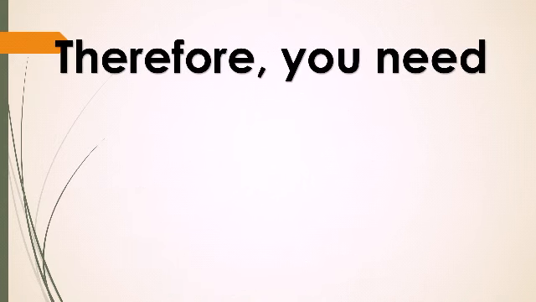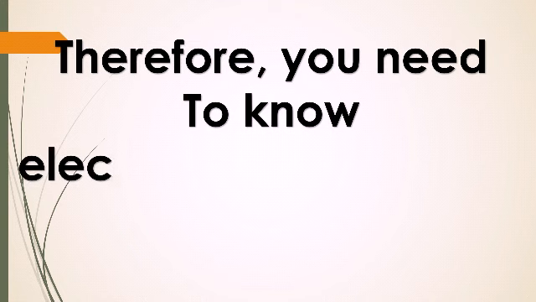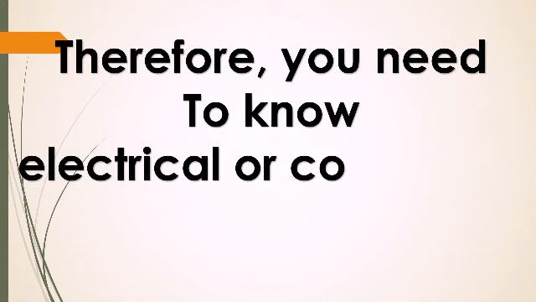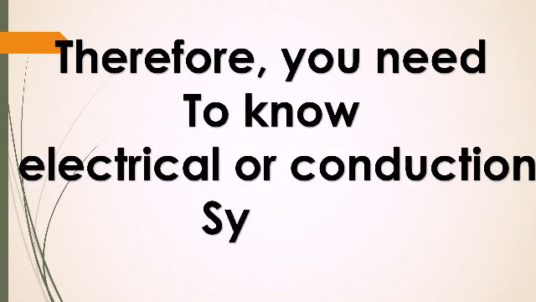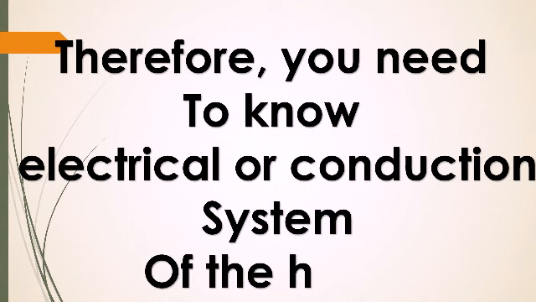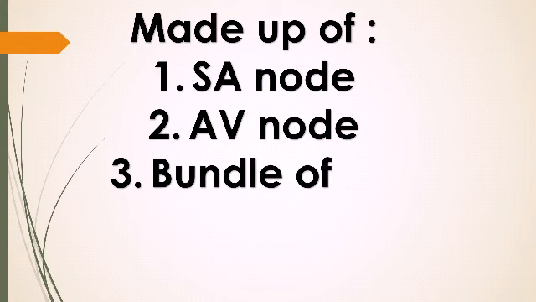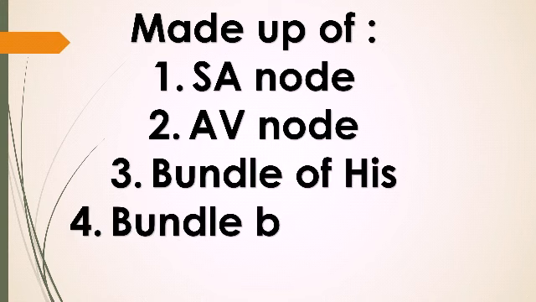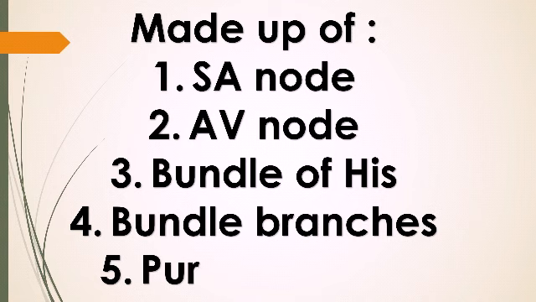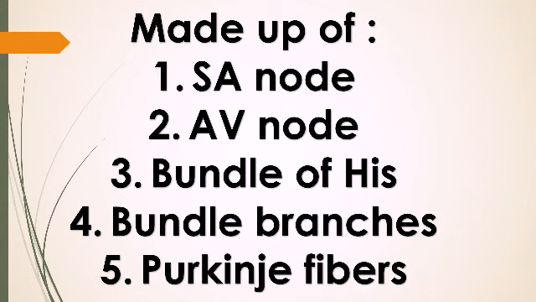So guys, therefore, you need to know the conduction or electrical system of the heart before we see ECG recording. This electrical activity of the heart is made up of SA node, you remember AV node, bundle of His, bundle branches, and Purkinje fibers. Good.